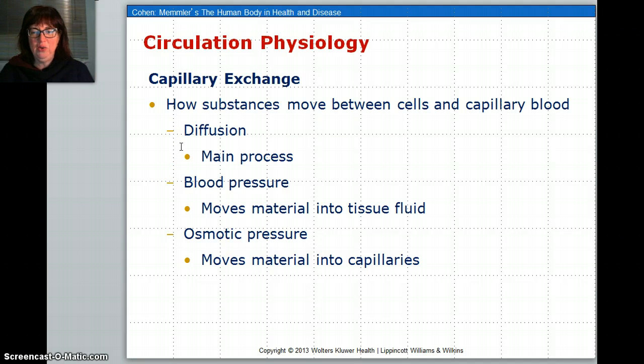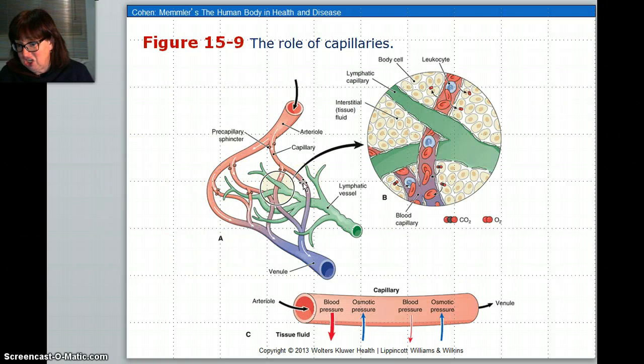Now, you also have blood pressure. Blood pressure will move materials into the tissue, and you have osmotic pressure, which will pull the material from the tissue back into the capillaries. Now this changes as we look on it. It's kind of confusing, but you need to realize that as the blood goes through the capillary bed, the pressure will drop. So on the arterial end, you have high blood pressure. On the venous end, you have low pressure.